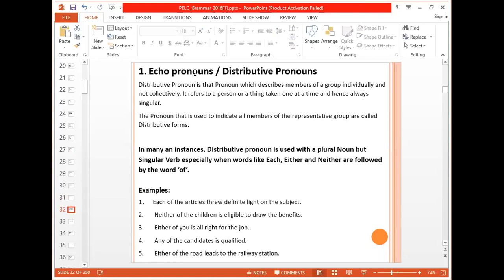A distributive pronoun refers to a noun individually. Before, we studied reciprocal pronouns, which refer to a noun mutually. But distributive pronouns refer to a noun individually. Let me give you some examples, then it will be clear for you. Let me take the whiteboard. We want to study distributive pronouns. We can also call them eco-pronouns.